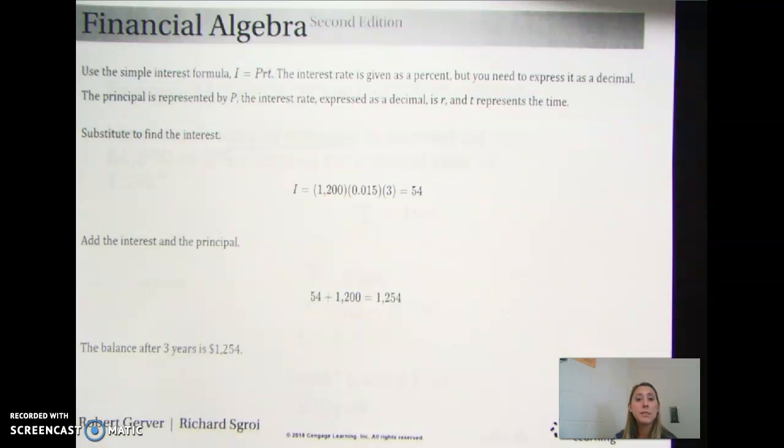Again, here are all the steps. If you have any questions, let me know. But I would jot this in your notes.